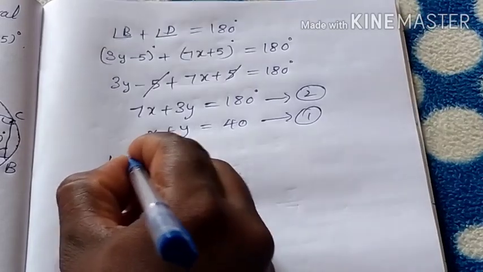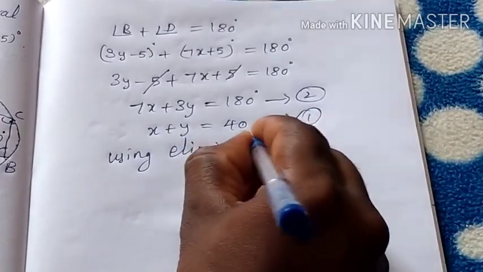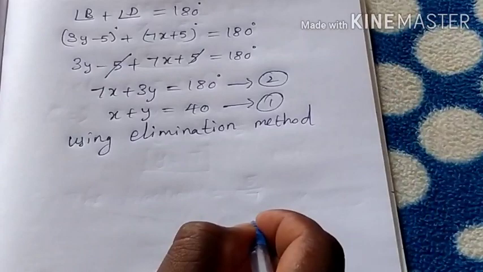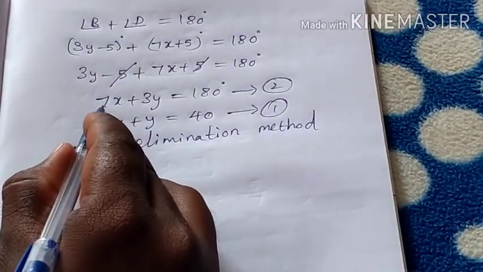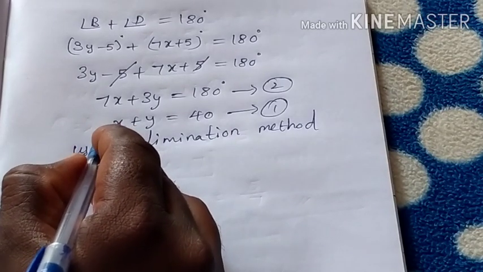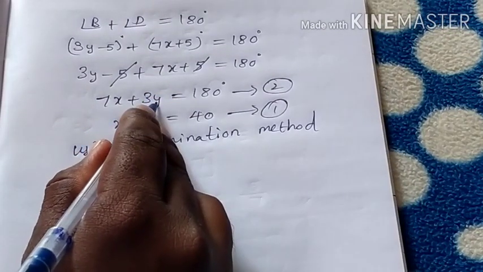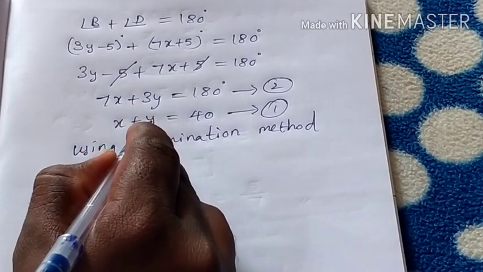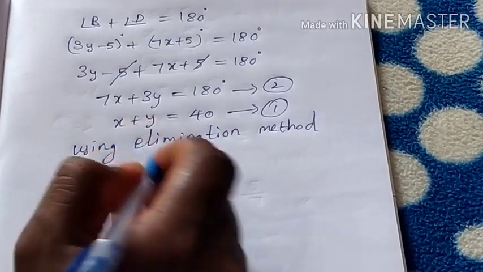So using elimination method. Okay, using elimination method, compare both the coefficient. Here x coefficient is 7. First equation x coefficient is 1. So the first equation multiplying by 7, we get 7x, 7x. Or consider the y coefficient from the second equation. Y coefficient is 3. The first equation y coefficient is 1. So the first equation multiplying by 3, we get 3y, 3y.